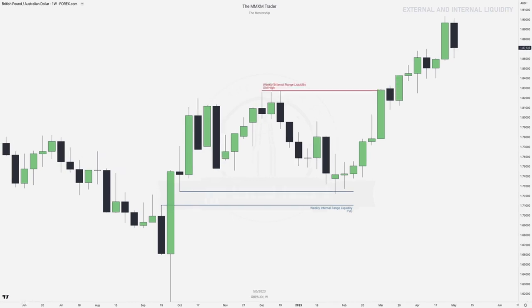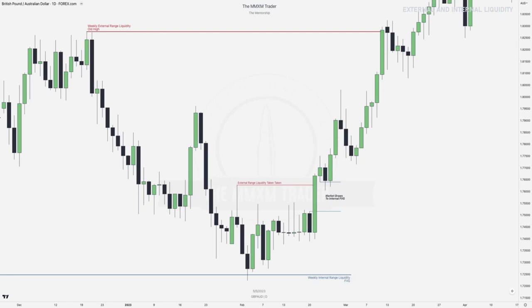So that weekly external range liquidity, that old high, has been liquidated after going into internal. Looking at the daily chart, now we can see how we can frame our bias on the daily. This was the draw on liquidity. We're drawing lower, lower, lower, and then hitting that weekly internal range liquidity. So we went from external, remember, back to internal. Now we've hit that internal range liquidity, going into a market maker buy model.